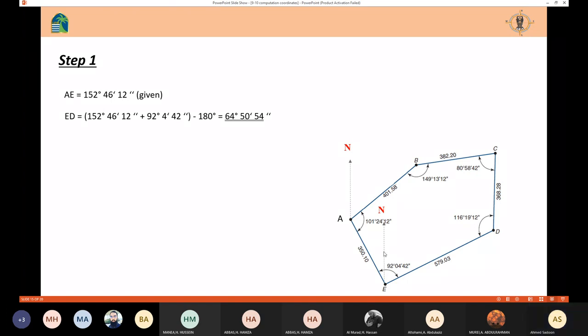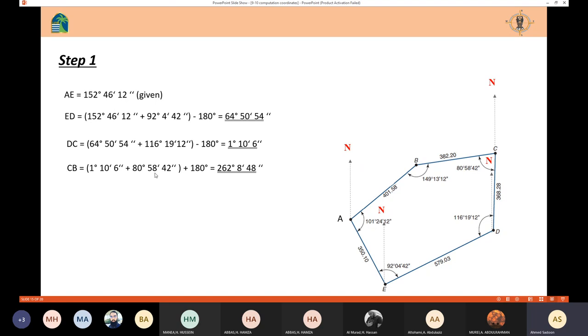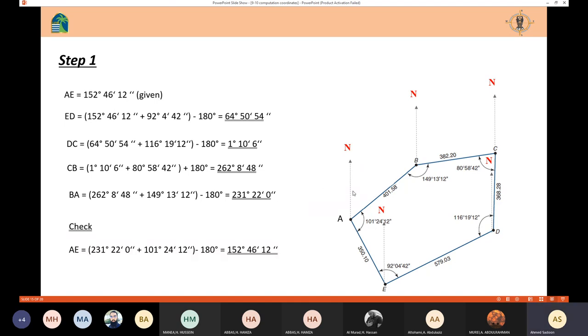I can, of course, continue the process like we have learned in the previous lectures. So also we are going to determine DC, and also we are going to determine CB, this one here. And also we are going to determine BA, this angle here. And also we are gonna determine the value of AE as a check for us. And the value came out to be the same as the given angle. So in step number one, we used something we have learned from the previous lectures.